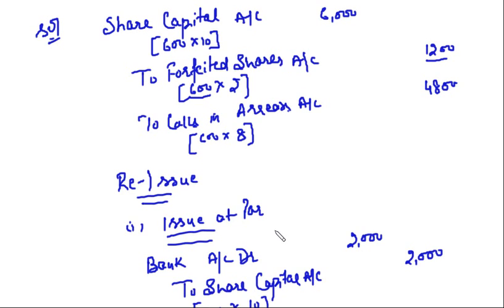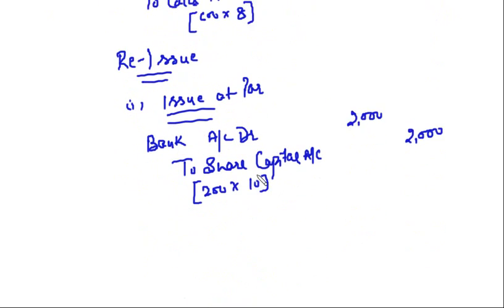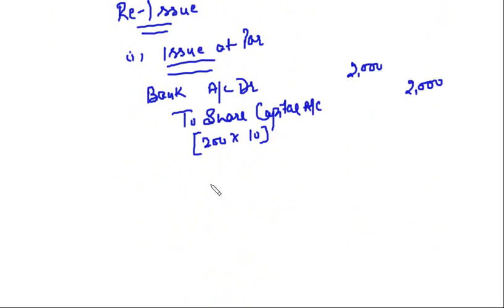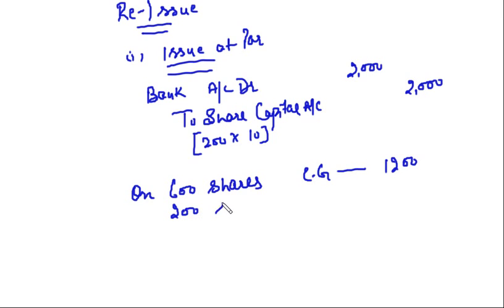This forfeited shares account has been credited with 1200, calculated on 600 shares. And how many shares have you reissued? Only 200. Then how can you compare this 600 with 200? How can you say that this whole 1200 is my capital gain? Absolutely wrong. Then what will be the capital gain? Simple mathematics: if on 600 shares my forfeited shares amount is 1200 rupees, then on 200 shares it will be 1200 divided by 600 multiplied by 200. This comes to 400 rupees.